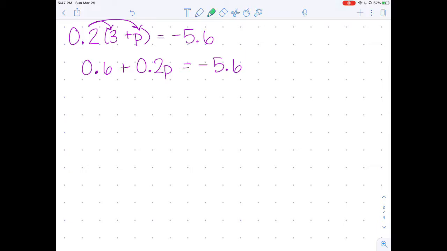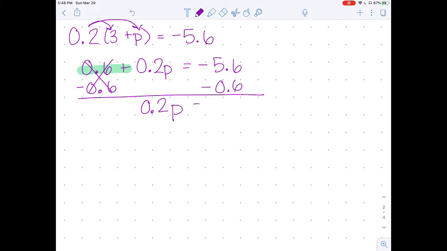Okay, now we start at S and work backwards. So subtract or add. Right here, we're adding this 0.6. Notice we're trying to use the ones that don't have letters yet. So the opposite of this add 0.6 would be subtract 0.6. Okay, this cancels out, 0.2p equals negative 5.6 minus 0.6 would be negative 6.2.